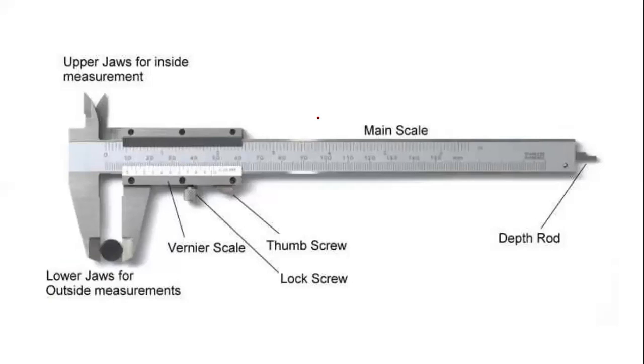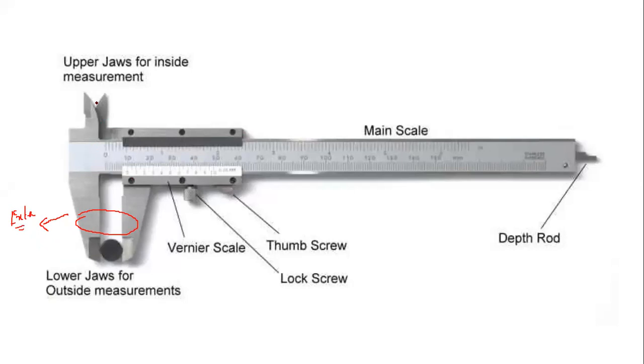The first one is these jaws. These are called jaws, but these are actually lower jaws. These lower jaws are used for finding length and diameter, you can say external length and external diameter.